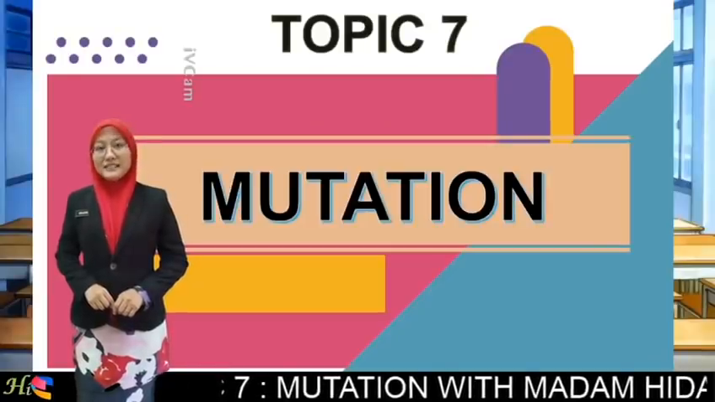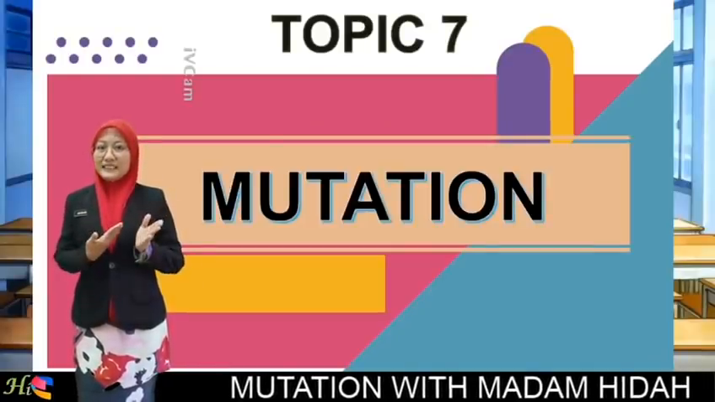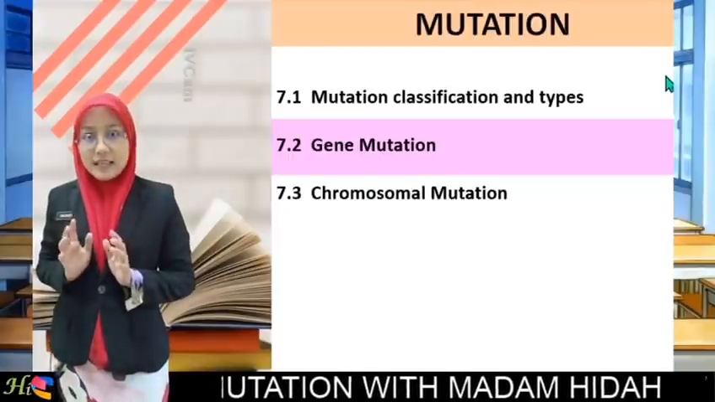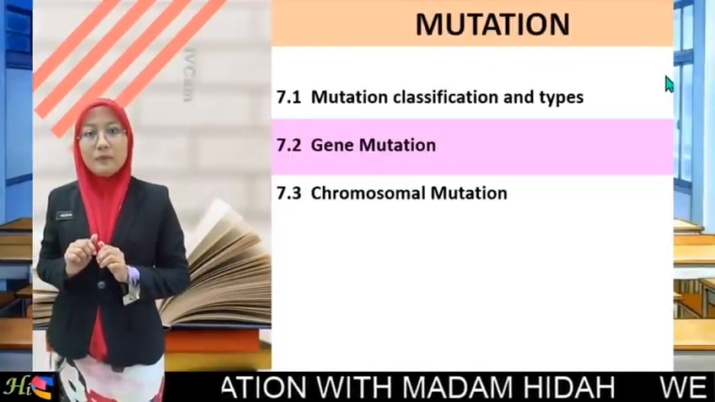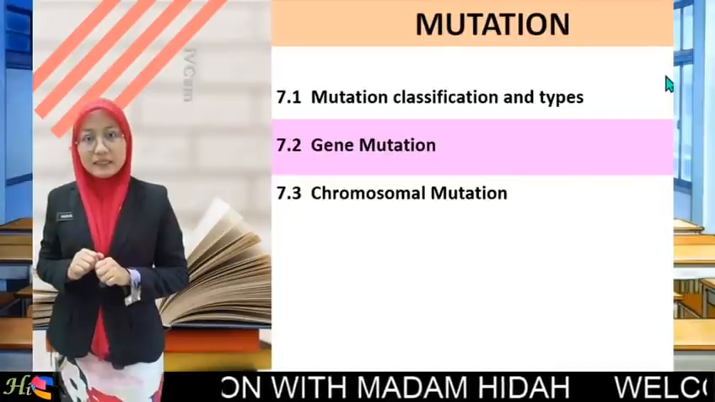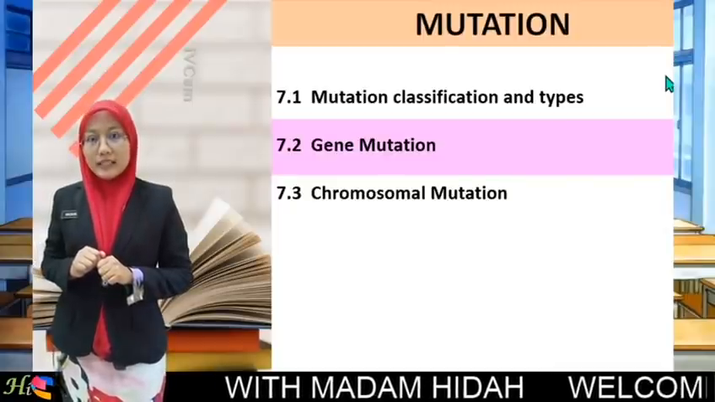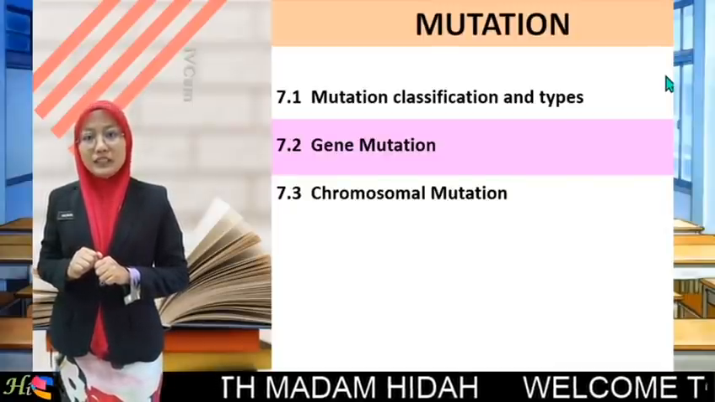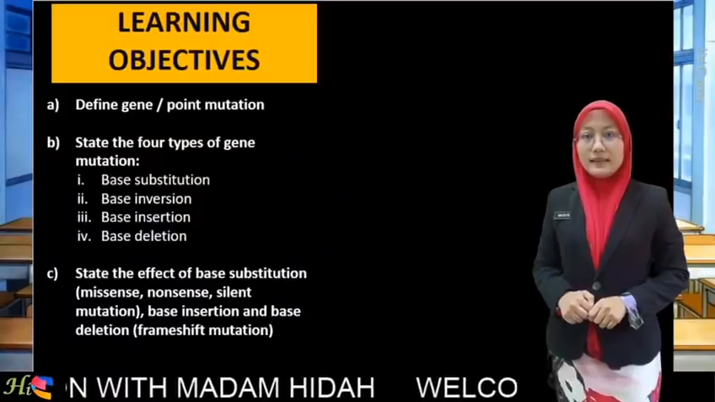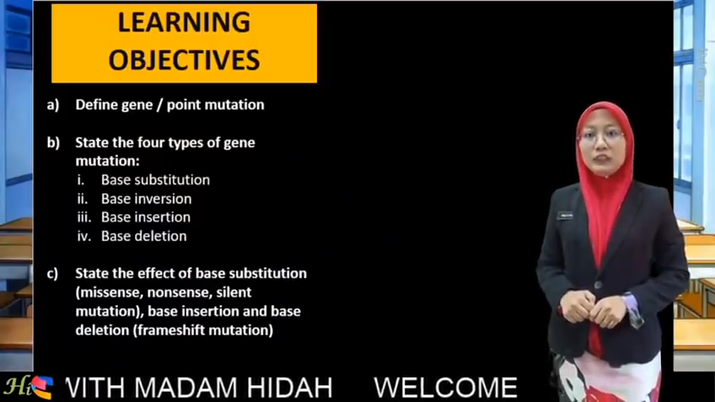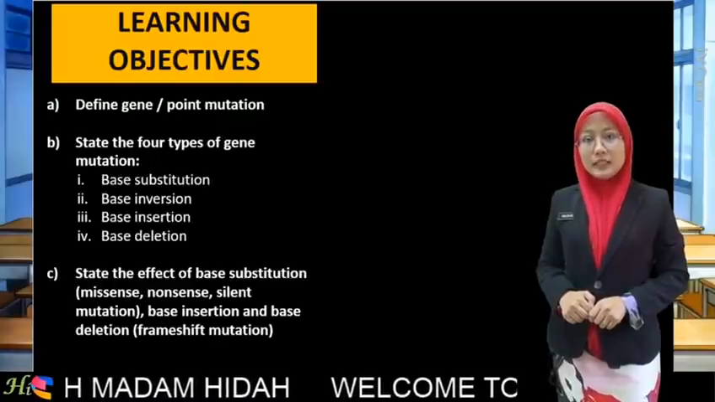Our topic for this video is mutation. Previously, we have learned about 7.1 mutation classification and types. In this video, we will focus on 7.2 gene mutation. At the end of this video, students should be able to achieve the three learning objectives.